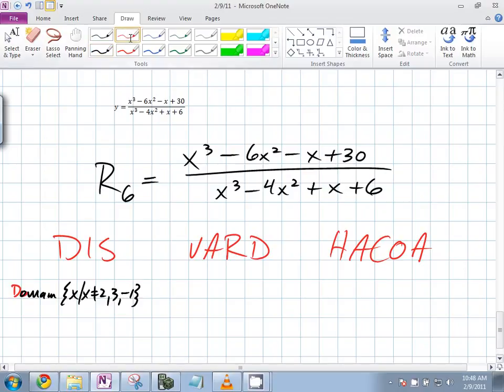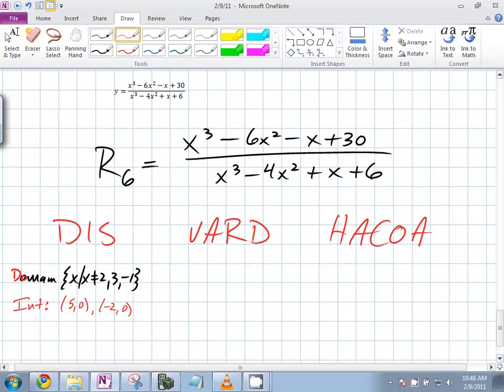Can you tell me the intercepts? 5, 0, and negative 2, 0, as well as 0, what? When x is 0, what's y? 3. Oh, no. 30 over 5, 6 is 5. So those are the 3 intercepts?